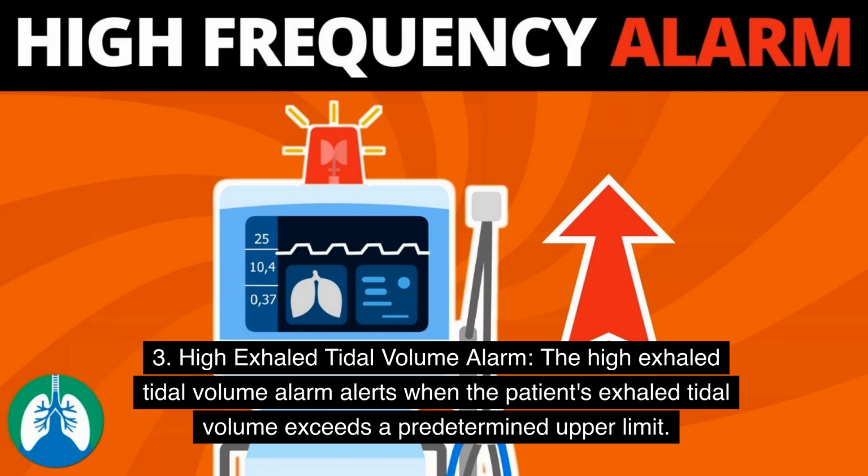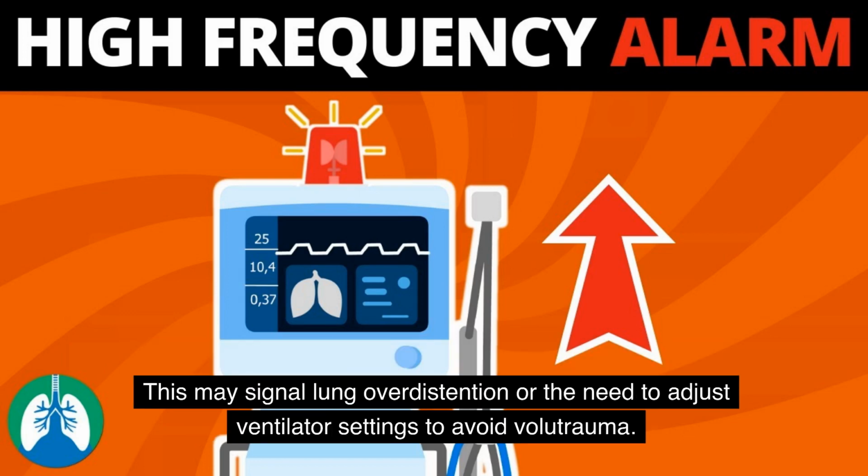3. High exhaled tidal volume alarm. The high exhaled tidal volume alarm alerts when the patient's exhaled tidal volume exceeds a predetermined upper limit. This may signal lung overdistension or the need to adjust ventilator settings to avoid volutrauma.